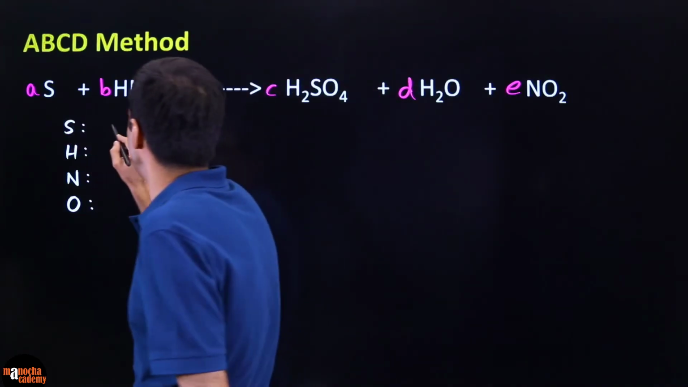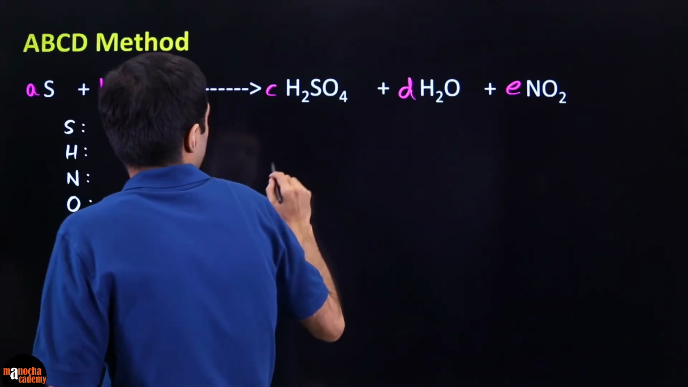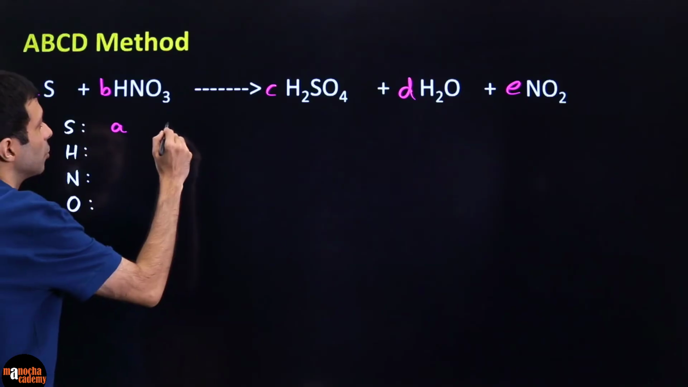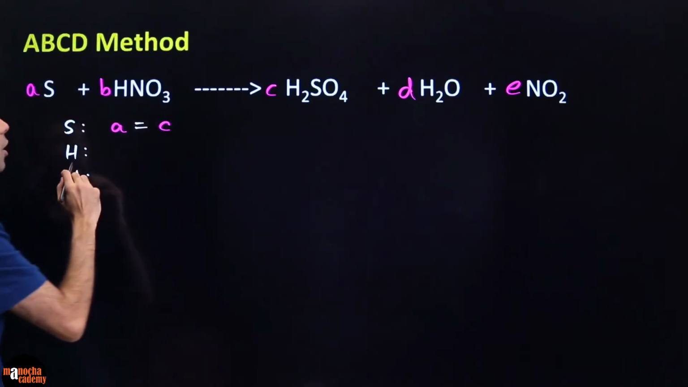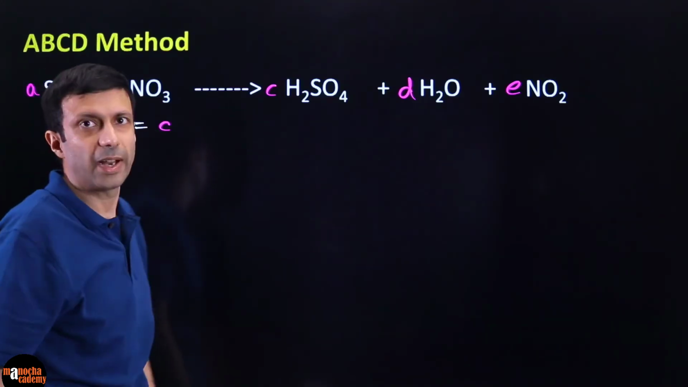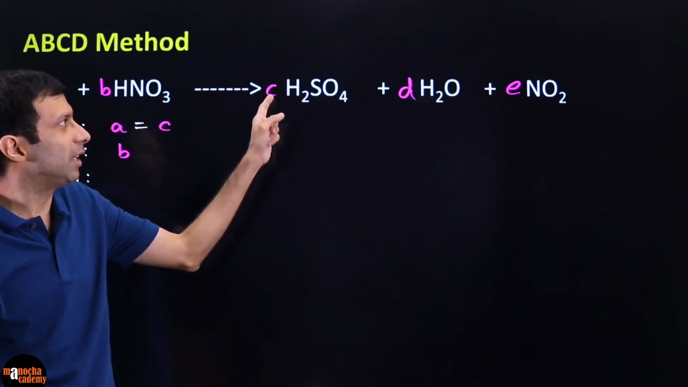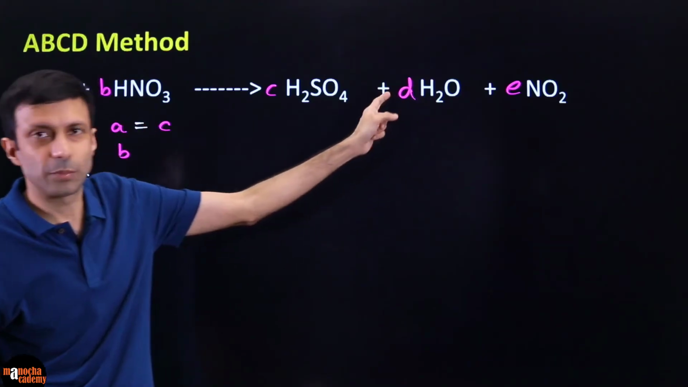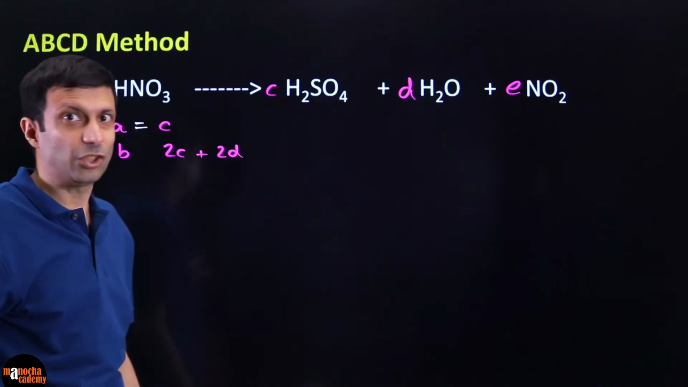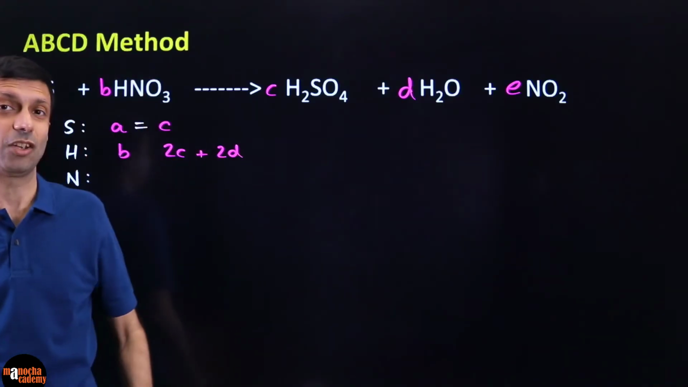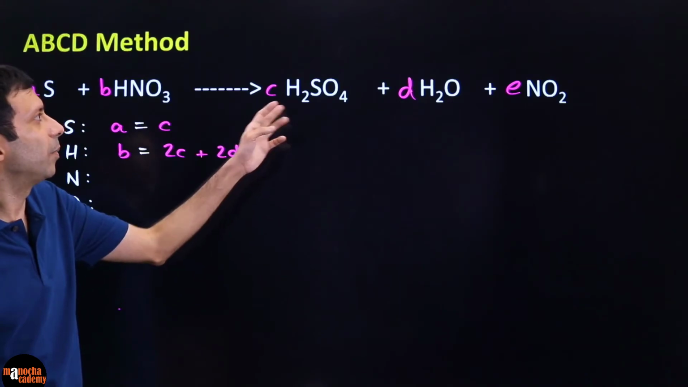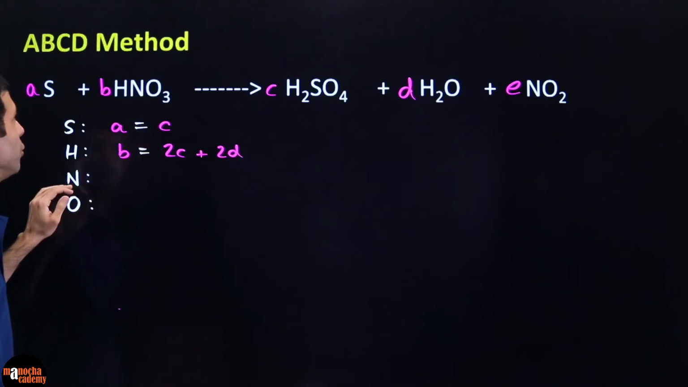Okay, now start plugging in the equations. So sulfur, there are A atoms on the left. How many on the right? 1 times C. Rest doesn't have any sulfur. So A equals C. Hydrogen, how many atoms? B on the left. How many on the right? We have 2 times C plus 2 times D. Do your counting carefully. So 2C plus 2D. And please check my equations in case I am making some mistake. Counting must be done very carefully. Next one, nitrogen.